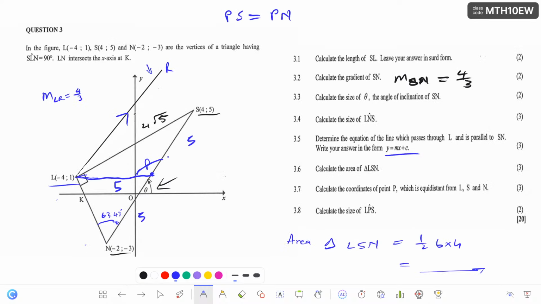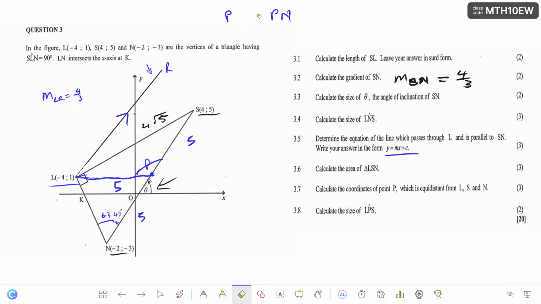So since we have a triangle that has all sides, we know the distance of all the sides. We can use the cosine rule to find the value of LPS. I know this topic is not trigonometry, but we can use trigonometry in order to find the length, the angle.